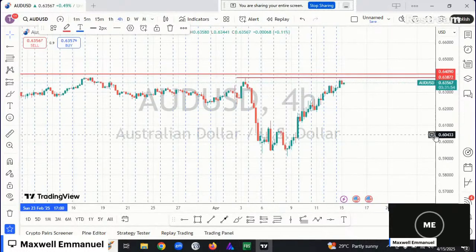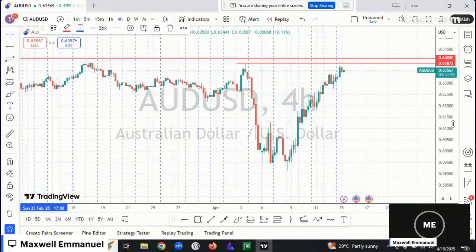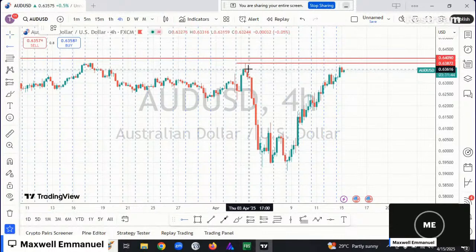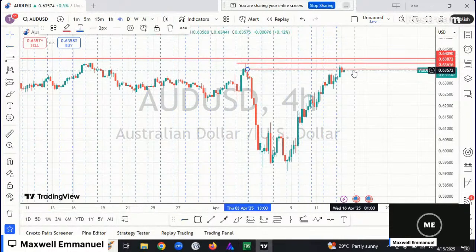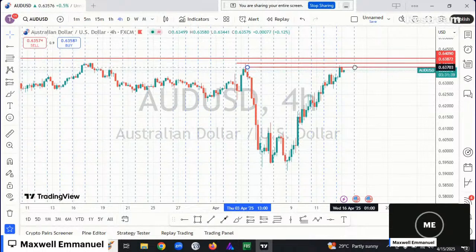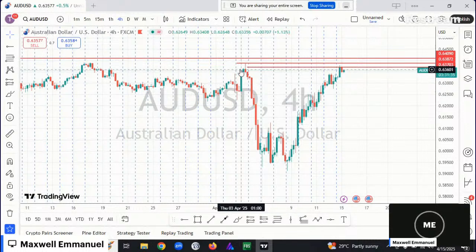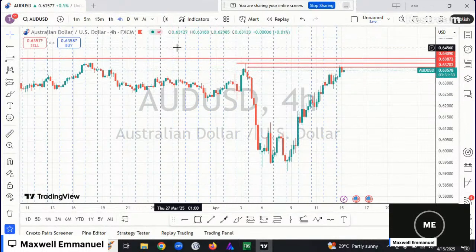Let's go down to 4 hours. It has created a resistance this morning. If price breaks out from this resistance, then you should look for buys. Though it has pulled back after breaking out from this resistance, I would love to see it pull back again.